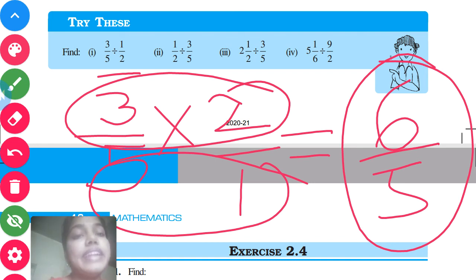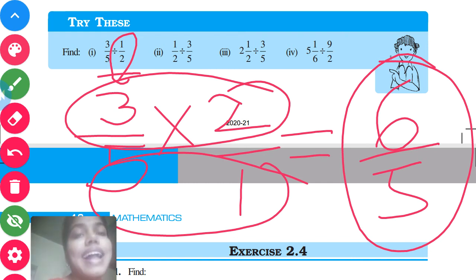Keep in mind, you write step by step and you have to write the keep, change, flip process here. Keep: you're going to keep the number as it is. Change: you are swapping the sign, that is from the division process to the multiplication process. How you are swapping is, you just take the reciprocal of the right hand side of the fraction. Keep in mind children, because many people make mistakes in this process. I hope this is clear to you all and I hope you will solve exercise 2.4 easily.